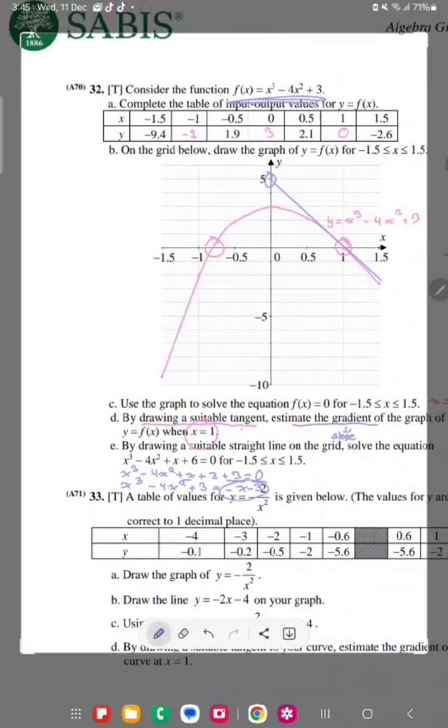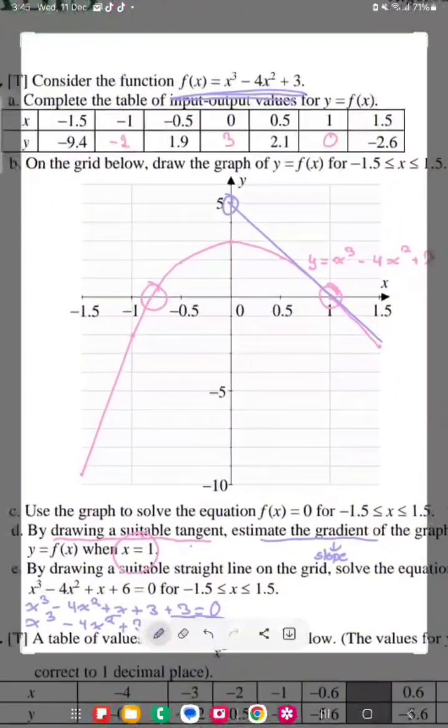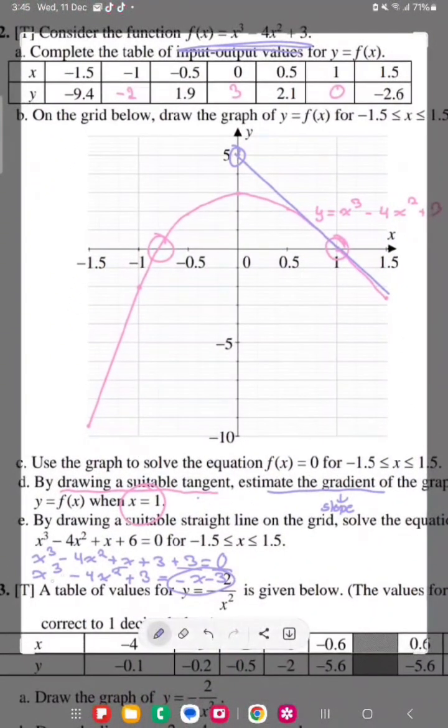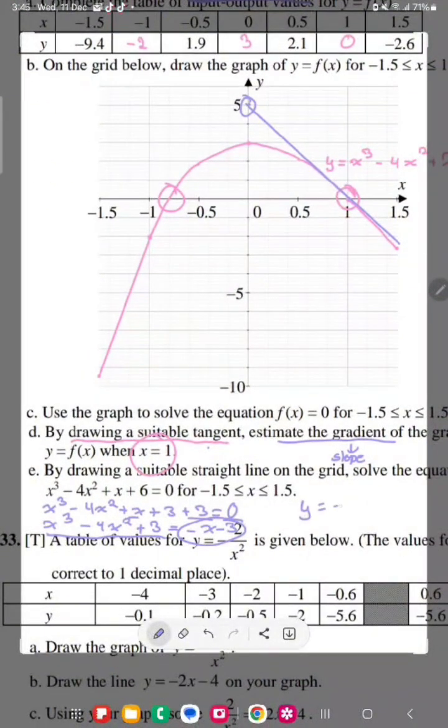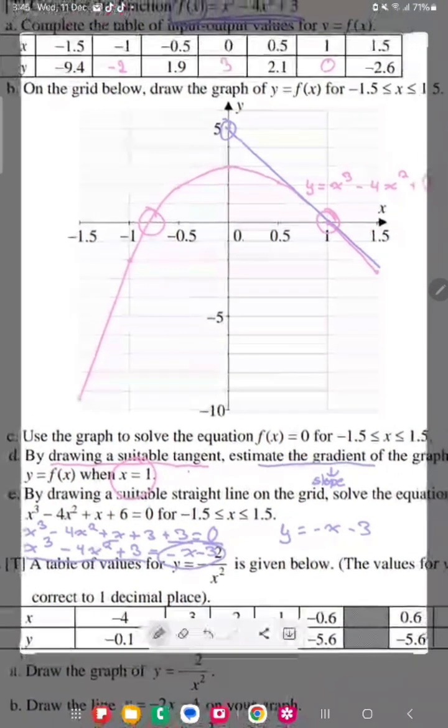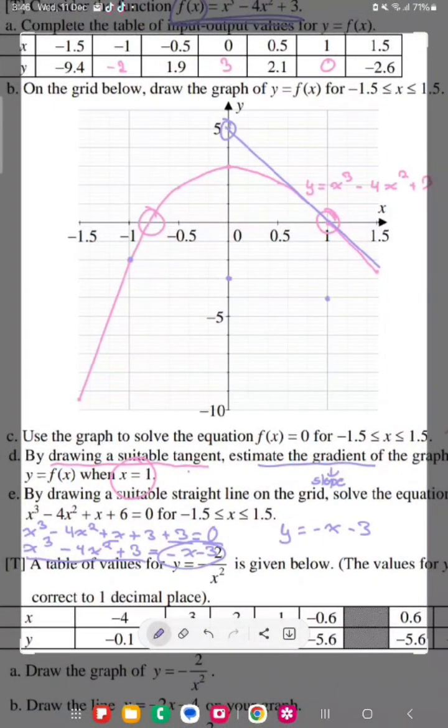You're gonna draw it. So take any random points. Again, this equation they said is equal to f of x. F of x means y, so y equals negative x minus 3. Take any random x's to find the y. Okay, so I took these 3 points. I took 1, 0, and negative 1.